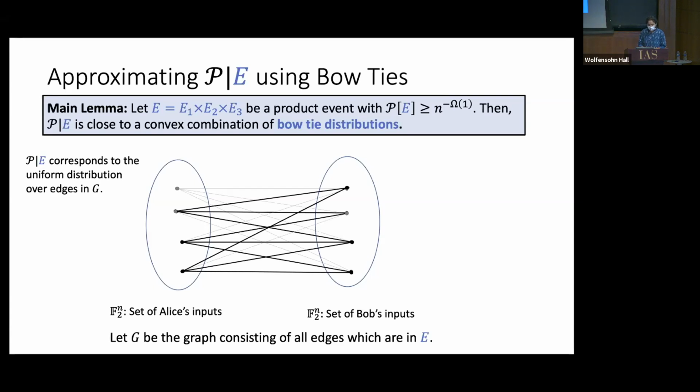Okay. And this distribution P conditioned on E is exactly the uniform distribution over edges in this graph. Furthermore, because your event has significant measure, this graph has many edges. So if the measure of the event was at least inverse polynomial, then this graph G has at least an inverse polynomial fraction of all possible edges.